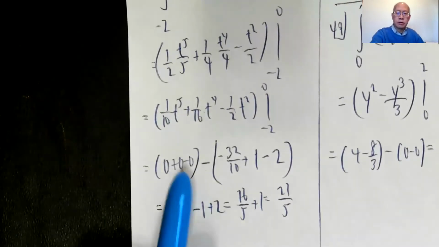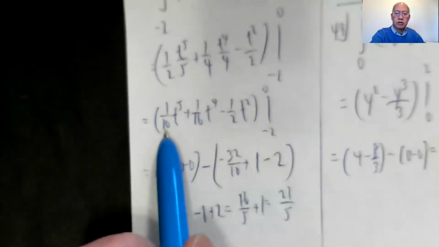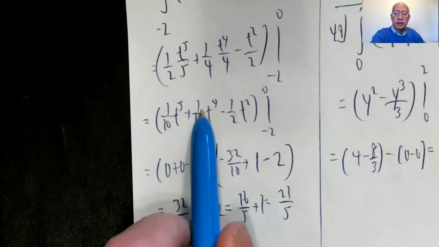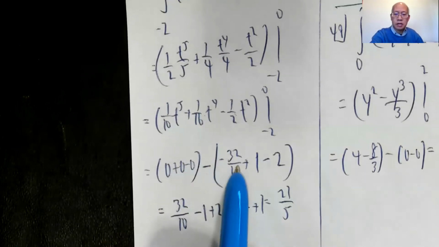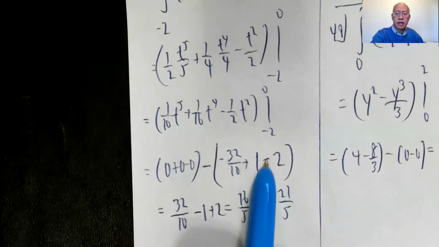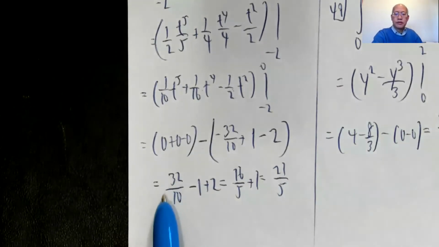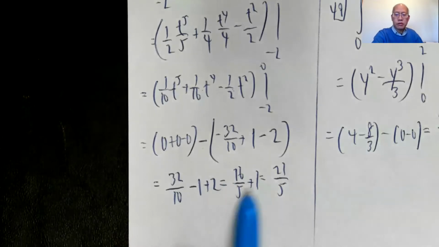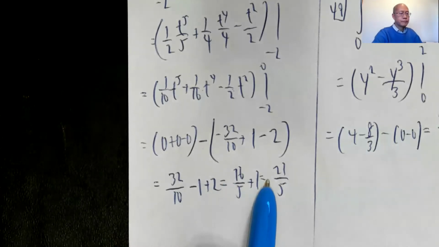I get this. Okay, plug in 0, you get all zeros. Minus plug in -2. That's -32 over 10. And -2 to the fourth is 16. 16 over 16 is 1. -2 here gives me 4. -1/2 times 4 is -2. So it's positive 32 over 10 minus 1 plus 2. 16 over 5 plus 1, 21 over 5.